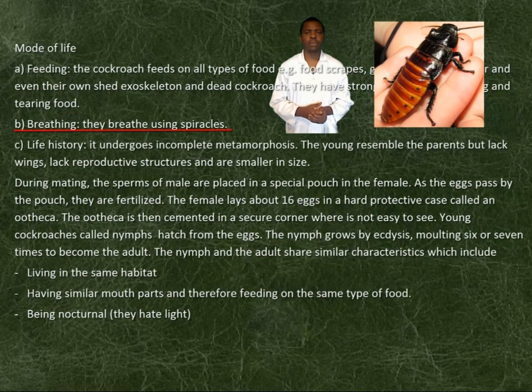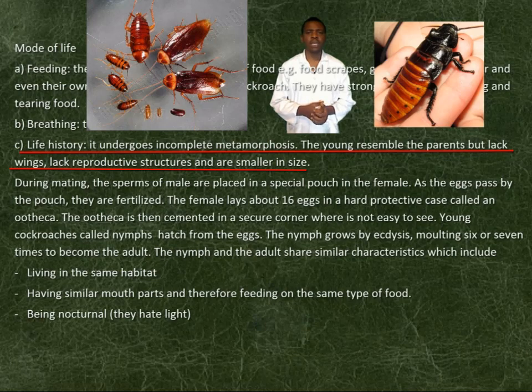Breeding. They breed using spiracles. Life cycle. It undergoes incomplete metamorphosis. The young resemble the parents, but lack wings, lack reproductive structures, and are smaller in size.